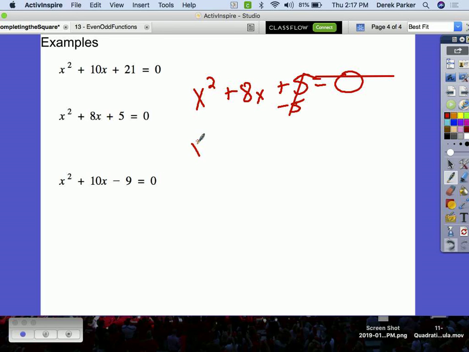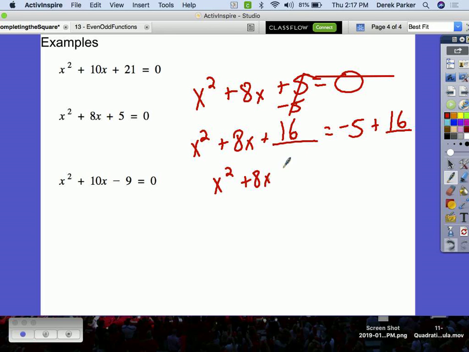Okay? x² + 8x. Half of 8 is 4. 4 squared is 16. Do it to both sides. And I get x² + 8x + 16 = positive 11. Factor the equation, and I get (x + 4)² = 11.